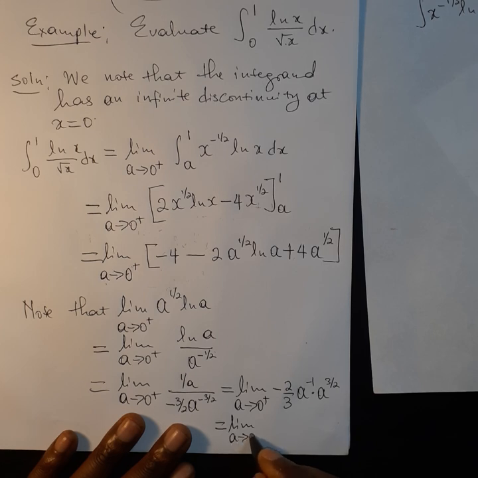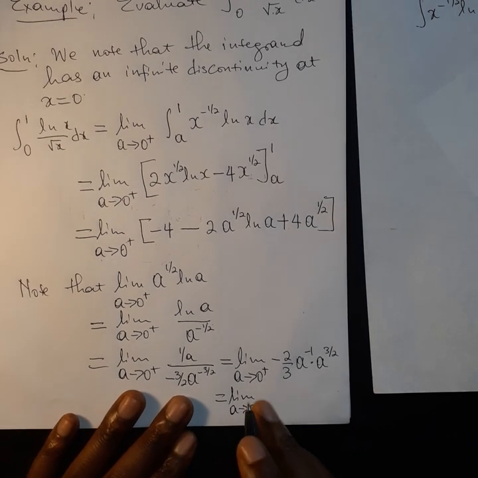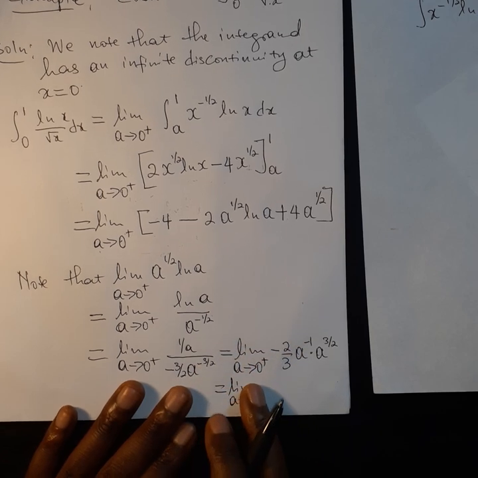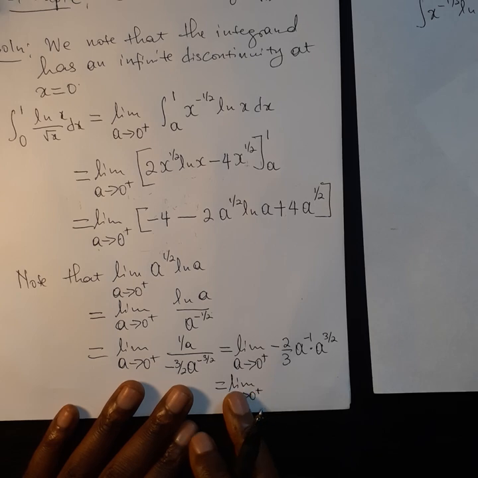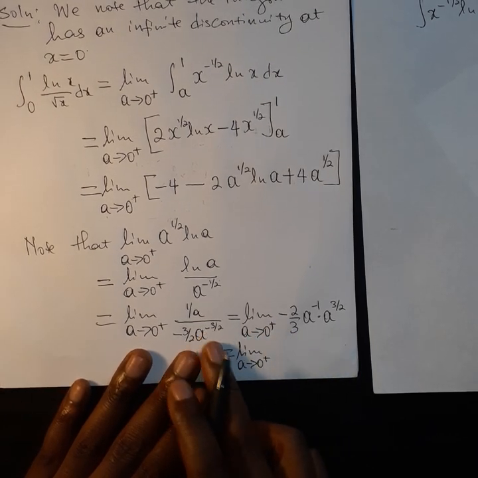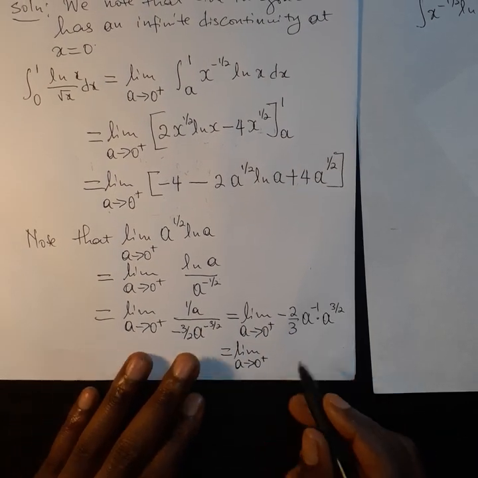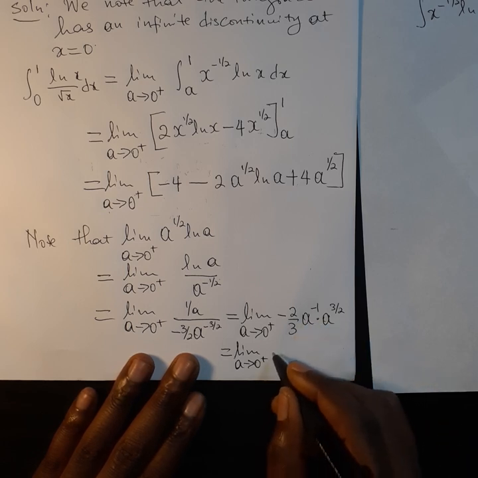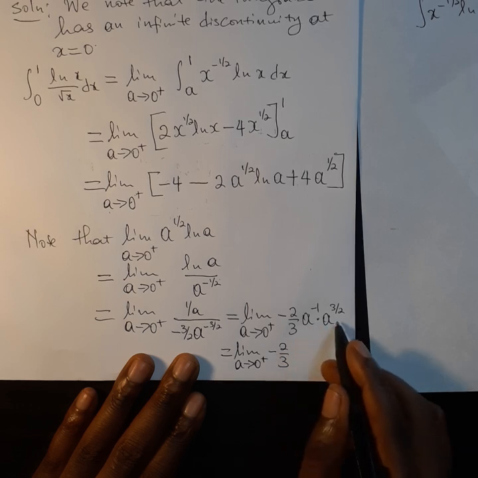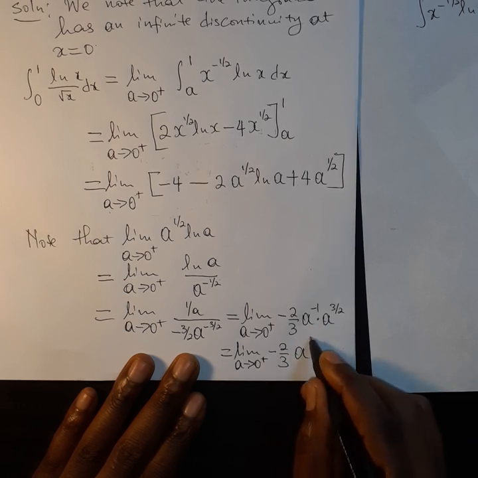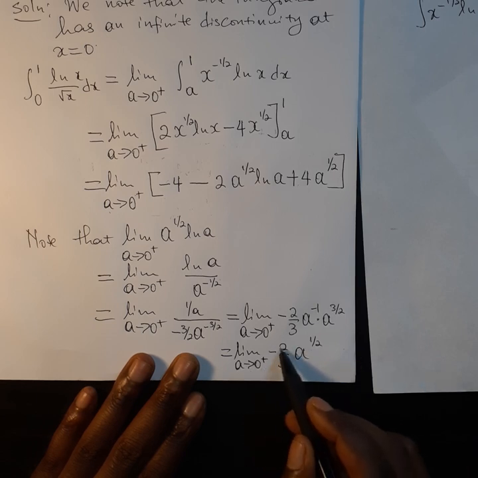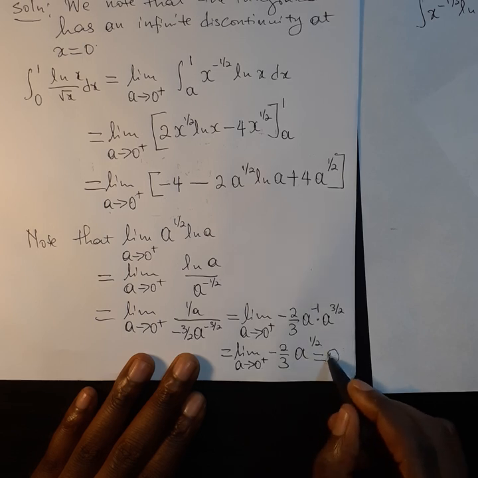If we do that properly, we will see that this is the limit as a is approaching 0 from the right. And if a is approaching 0 from the right, then when we simplify this, we get minus 2 over 3 a to the 1 over 2, like that. Then when we evaluate the limit as a is approaching 0, the whole thing becomes a 0.